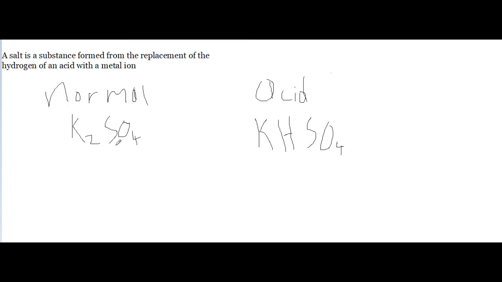You could also have a salt by the replacement of the hydrogen ion with not only a metal ion but also with an ammonium ion. So for example, we could have ammonium chloride. This of course would be a salt. And that pretty much covers acids, bases, and salts.